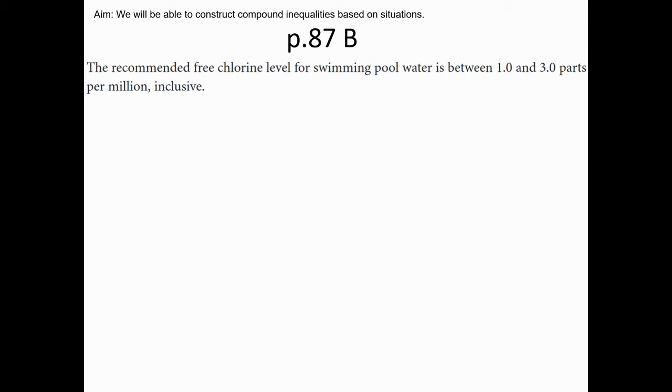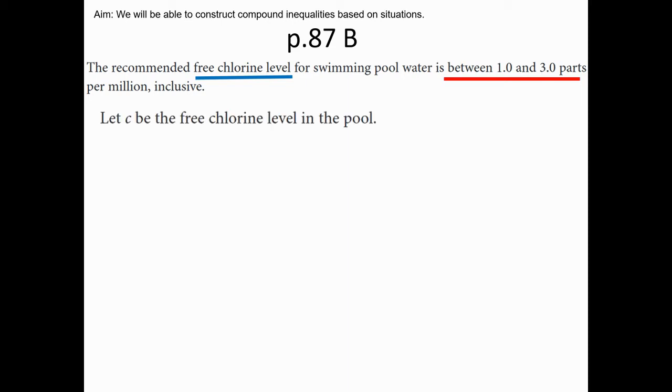So if I was going to take a look at this, I really should focus on the fact that it says between 1.0 and 3.0. So this is a situation where it's some unknown, this free chlorine level has to be between these two numbers. Wouldn't that actually be a really good usage for a compound inequality between 1.0 and 3.0? So let's have C be the free chlorine level. Let's have it include that. So we don't know exactly what C is going to be, but we know it has to be between 1 and 3.